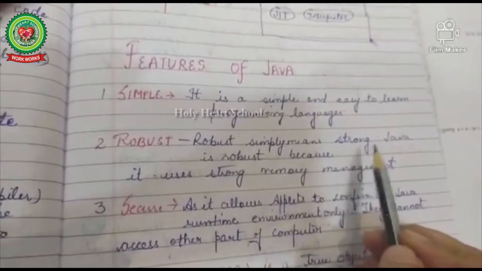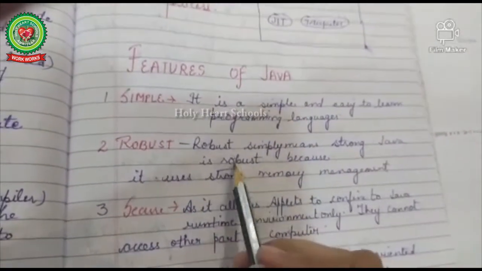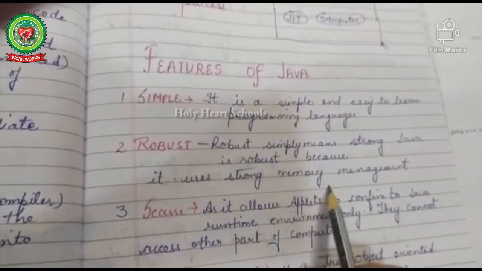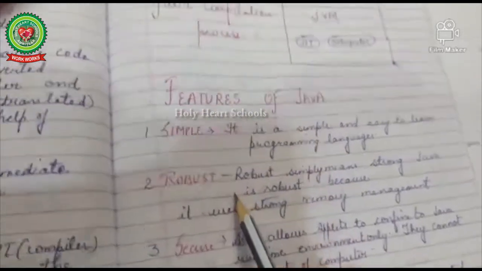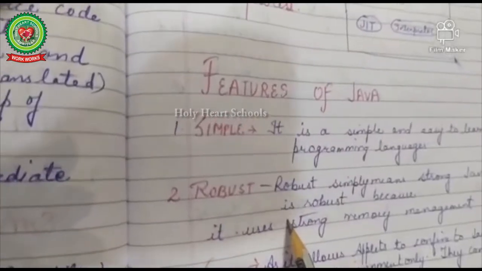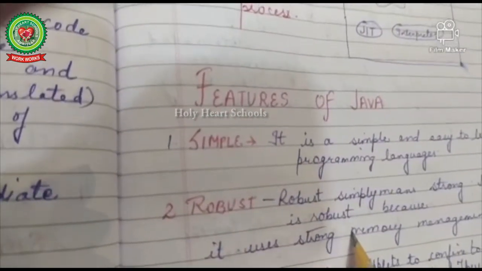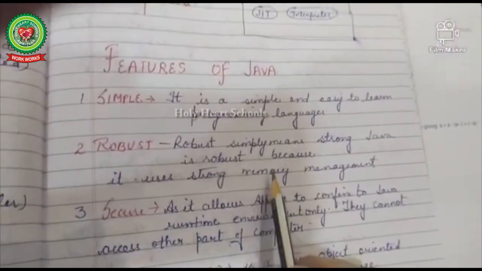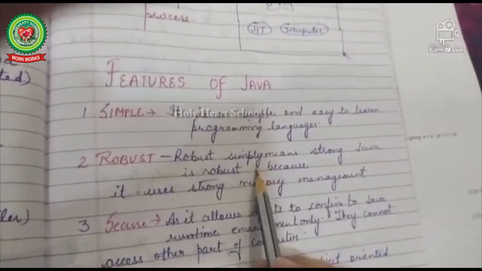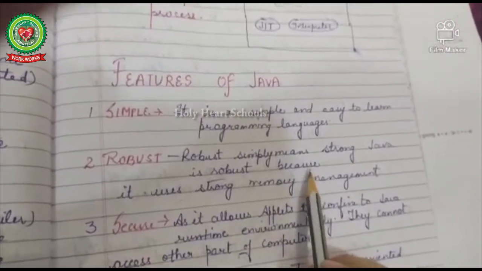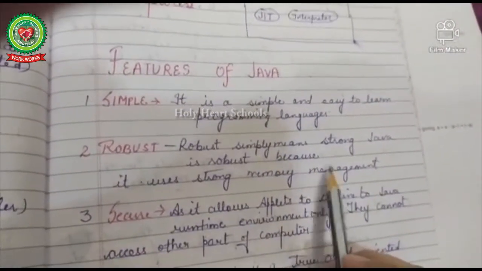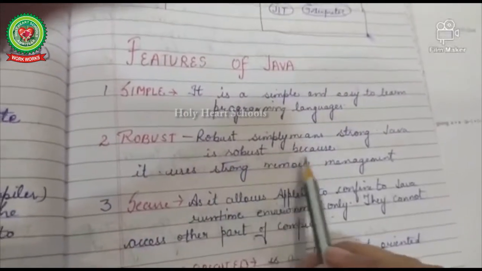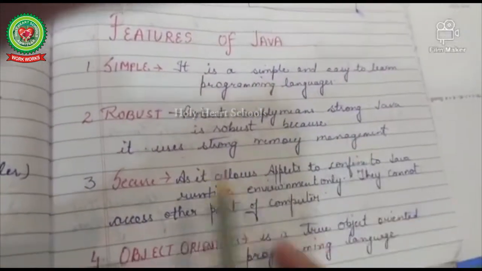The next term is robust. Robust means strong. It means that Java is a robust language because it uses strong memory management. We can also discuss this like Java is both a compiled and interpreted language. So at runtime, when we compile our program and run our program, our program will become error free when it is compiled and interpreted. So with the help of this feature, it will work on different platforms.